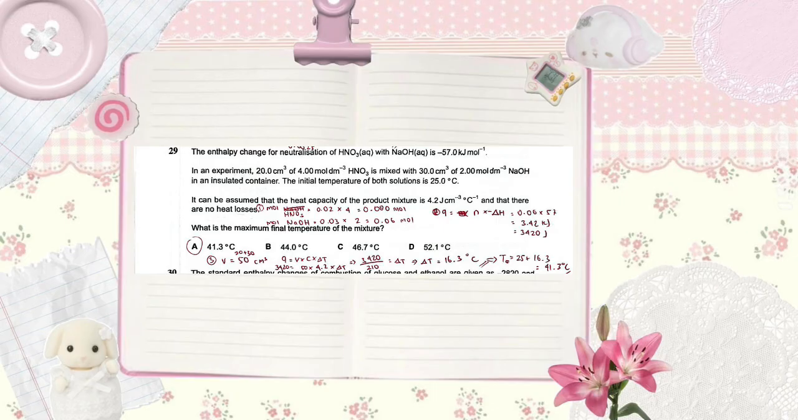And then the formula of Q is volume times c times delta temperature. So 3420 equals 50 times 4.2 times delta temperature. So the delta temperature is 3420 divided by 210, which is 16.3 degrees Celsius. And then we add it to 25 degrees Celsius as the initial temperature, so the final temperature will be 41.3 degrees Celsius.